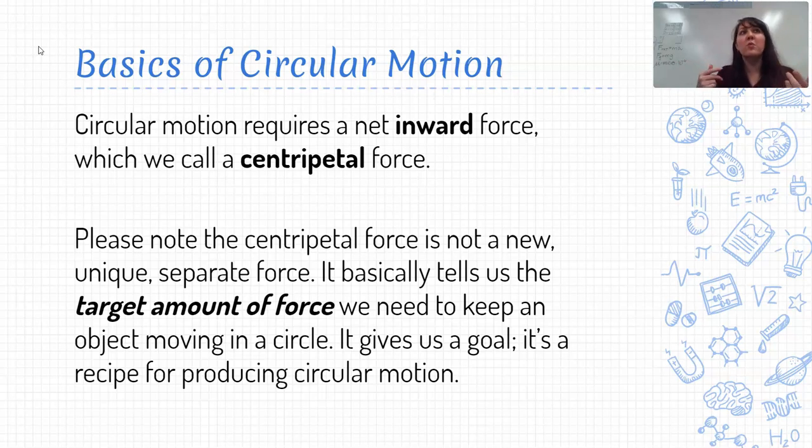So if we want an object to orbit in a circle, if we calculate the centripetal force, that tells us, okay, this is the exact amount of gravitational force we need to maintain a circular orbit. Or if we want to swing something around in a circle, calculating the centripetal force will tell us exactly how much tension force we need to maintain a perfectly circular path. Okay, so centripetal force, not a new type of force. It just allows us to calculate how much force we need if our goal is to keep something moving in a circle. Hope that clears that up a little bit.